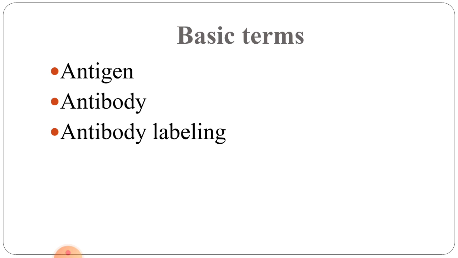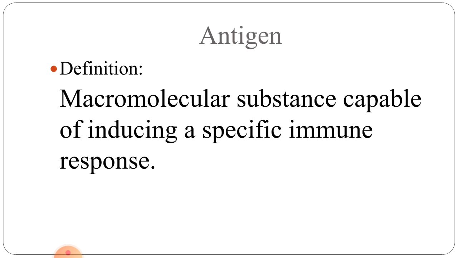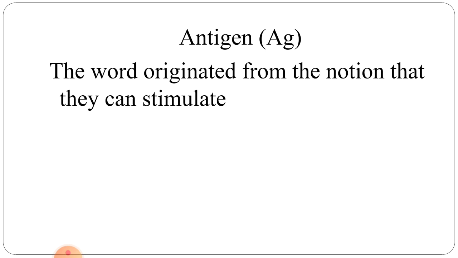Before getting into the details of the topic, let us go through the basic terms used in this particular topic: antigen, antibody, and antibody labeling. Antigen is defined as a macromolecular substance capable of inducing a specific immune response. The word antigen originated from the notion that they can stimulate the immune system.